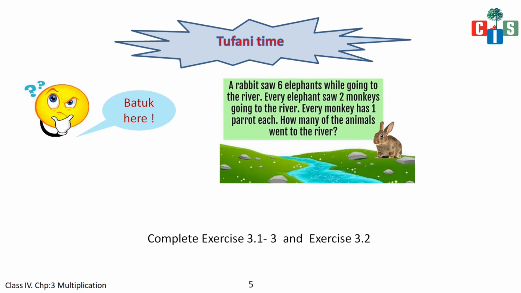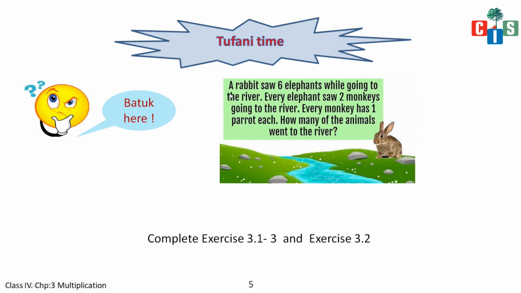Fine. Now it's funny time, and it's time to answer the riddle asked in the previous video. Batuk said that a rabbit saw 6 elephants while going to the river. Every elephant saw 2 monkeys going to the river, and every monkey has 1 parrot each. So how many of the animals went to the river? See, first see the question. What is asked? It's asked how many animals, only animals, went to the river. Who went to the river?